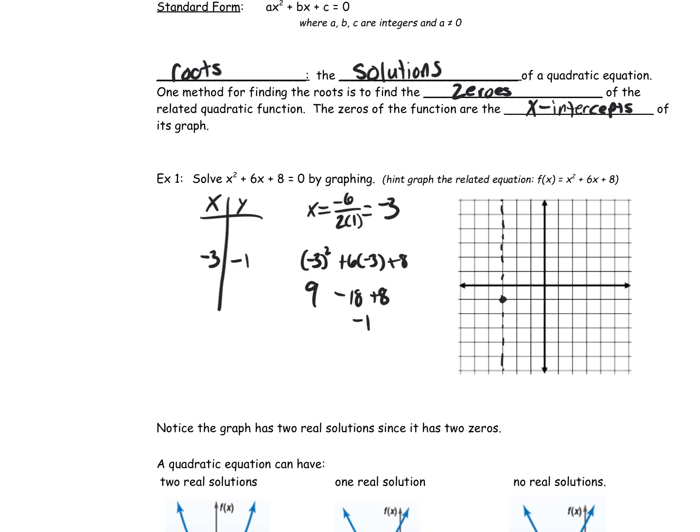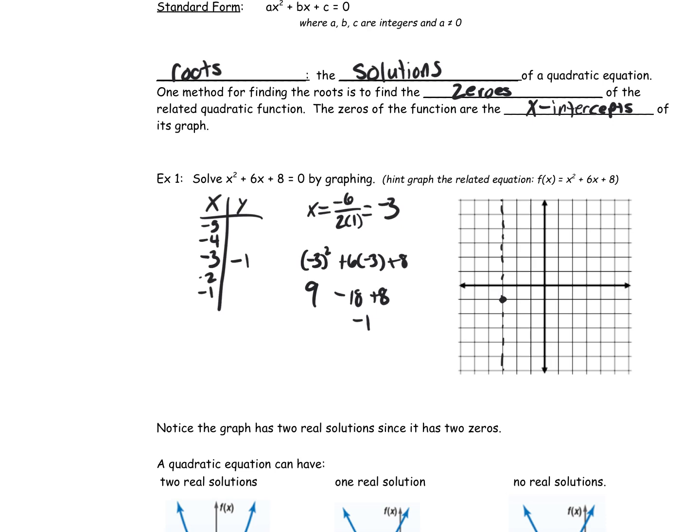Next thing we can do, the y-intercept is at 8. Our graph doesn't go up to 8, so we're not going to need to use that one. Our graph only goes up to 6, so not going to worry about graphing the y-intercept. So the next thing we're going to do is just find some x values to the left or right. I got negative 4, negative 5, negative 2, negative 1. And just plug those into our function and see what happens.